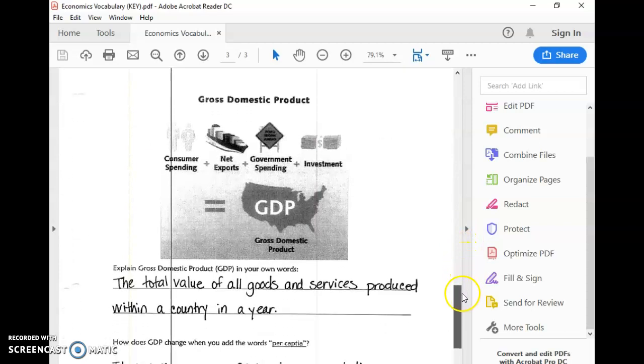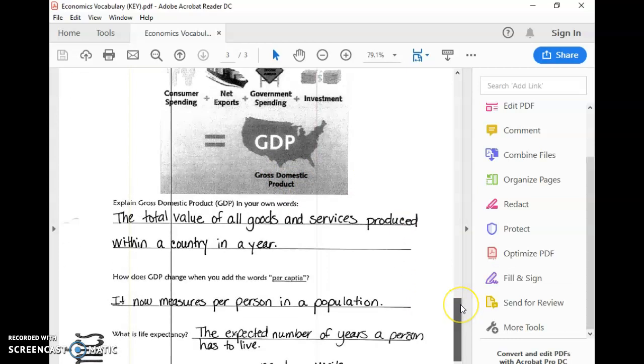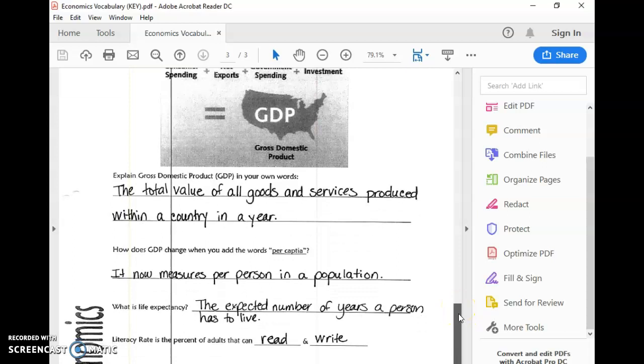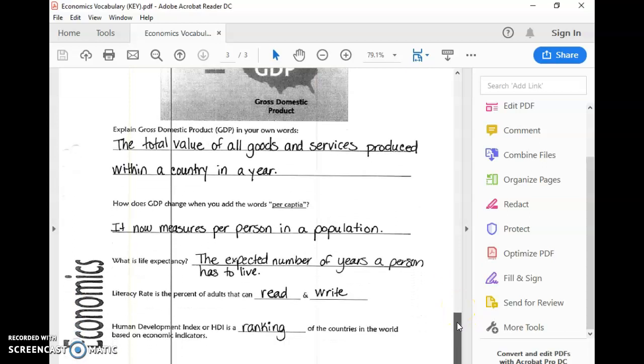Okay, let's move on to the last page. You have this graphic about gross domestic product showing you consumer spending, net exports, government spending, and then investment, which equals the GDP or gross domestic product. It is basically the total value of all goods and services produced within a country in a year. How does GDP change when you add the words per capita? GDP now measures per person in a population.